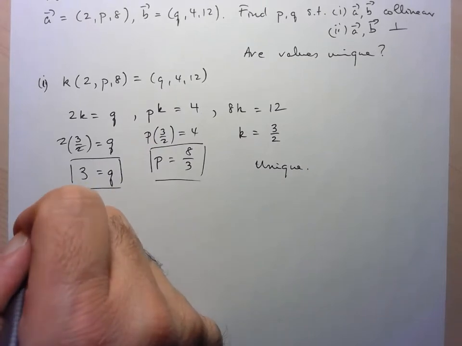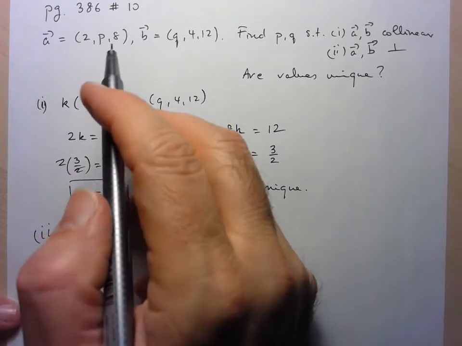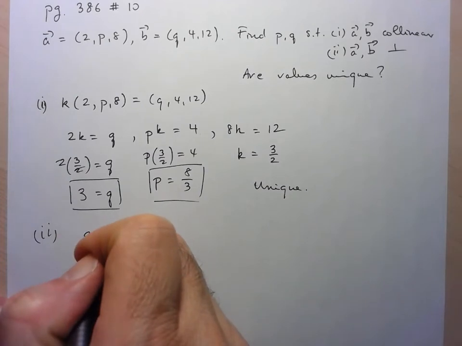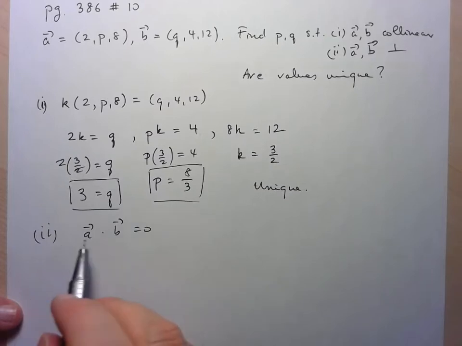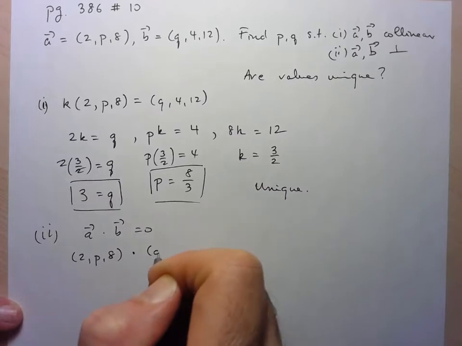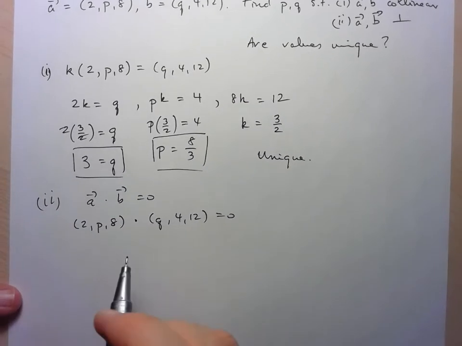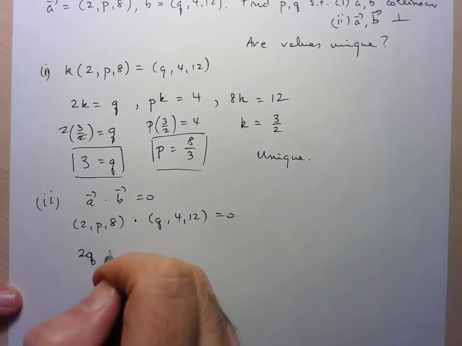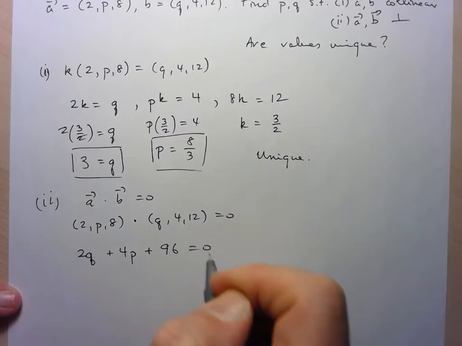For the second one, we need these two vectors to be perpendicular. And you have to remember that the big characteristic of perpendicular vectors is that their dot product has to be equal to 0. So in order for A and B to be perpendicular, I need the dot product to be equal to 0. That means we need (2, p, 8) dot (q, 4, 12) to be equal to 0. And so we'll just find the dot product of the left side. Here we have 2q plus 4p plus 8 times 12, which is 96, equal to 0.